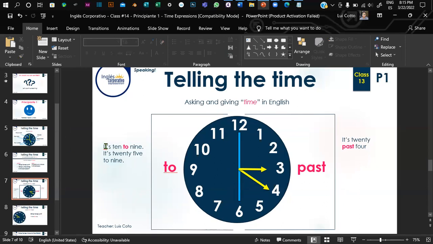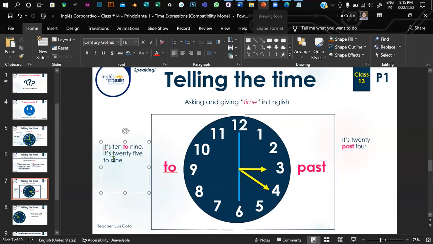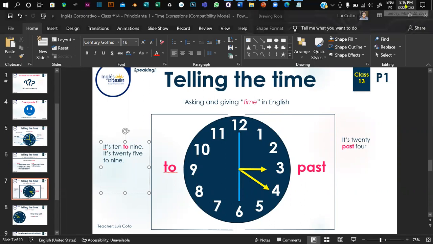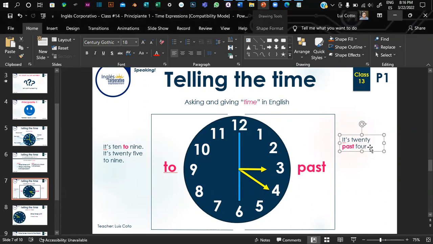Remember, you have to start with it's because the time in English is singular. In Spanish, no. In Spanish, we say, ¿qué horas son? Son las ocho. That sounds plural. Suena como en plural, but not in English. In English, it's singular. What time is it? Tell me. It's three. Okay.